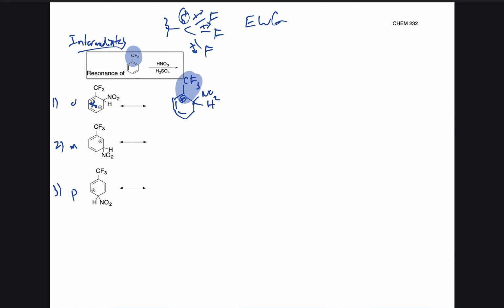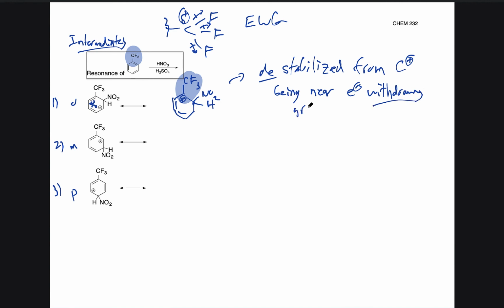Right, and this isn't great. This is actually destabilized from our carbocation being near the electron withdrawing group. So that positive charge here is essentially even greater, right? It's getting pulled even further by the CF3, making it very not stable, right? So this is a really bad resonance structure, making it not want to go through that ortho or para position.